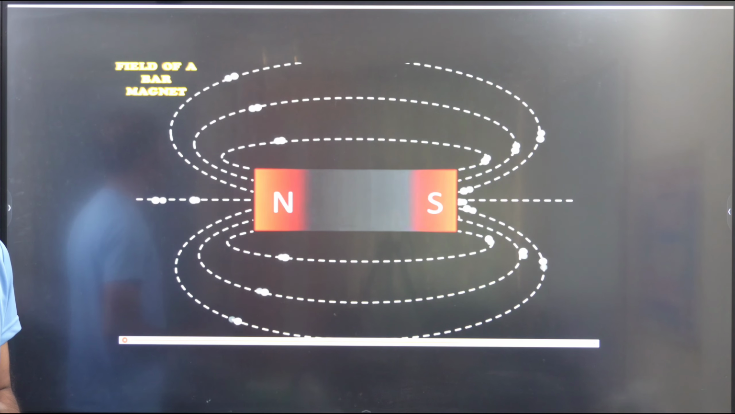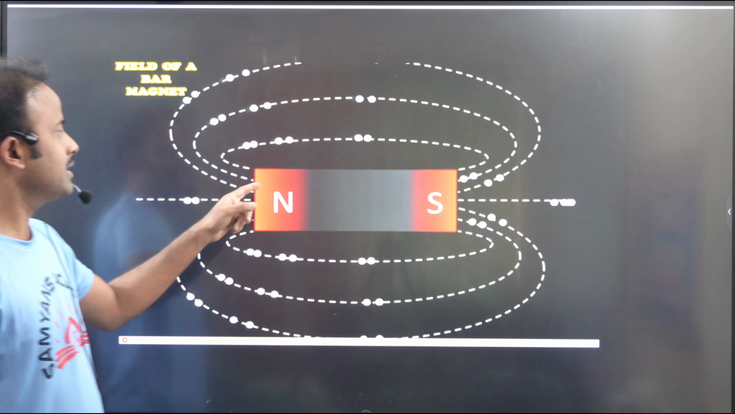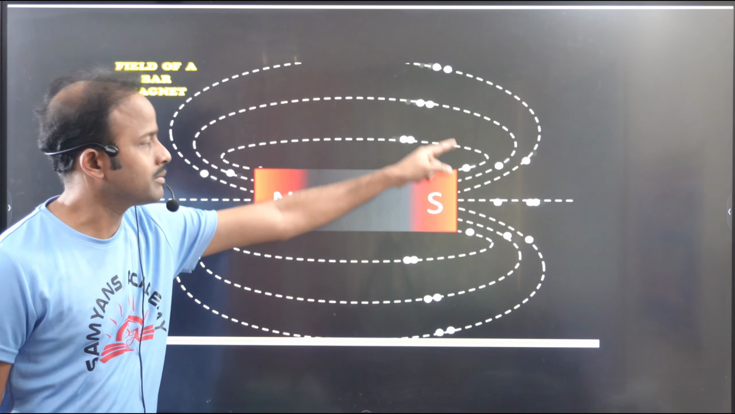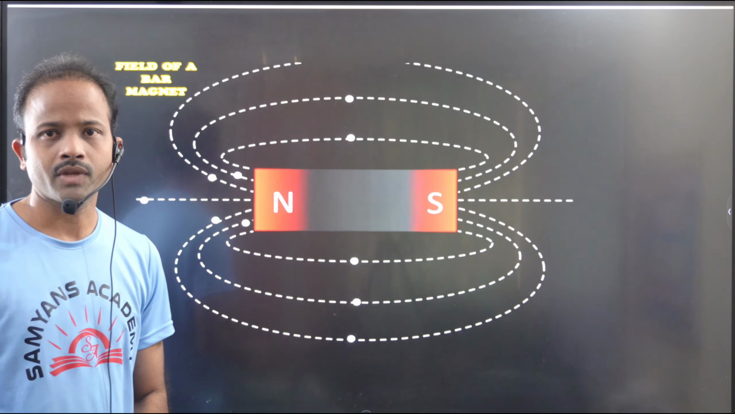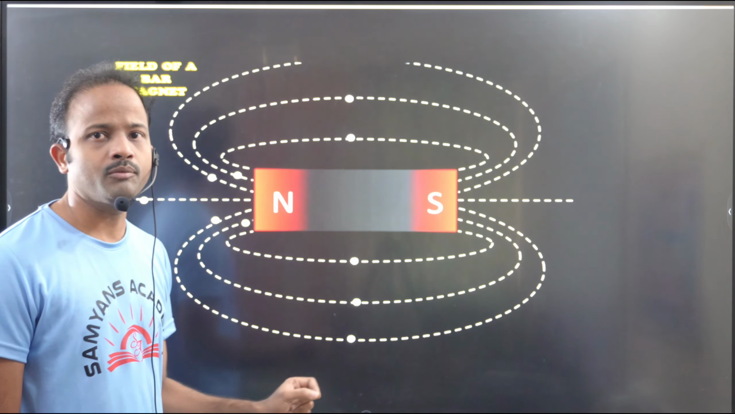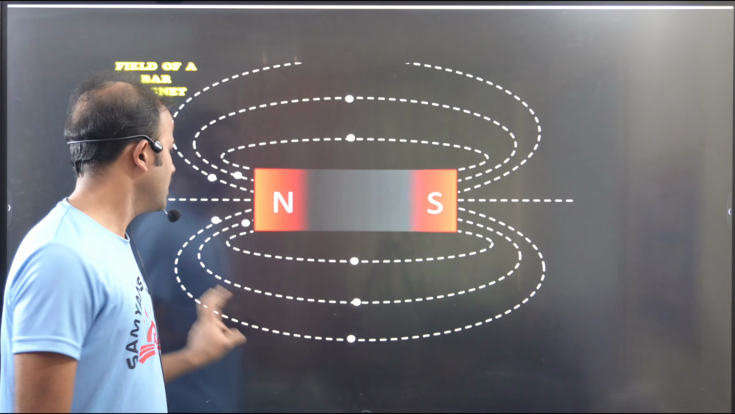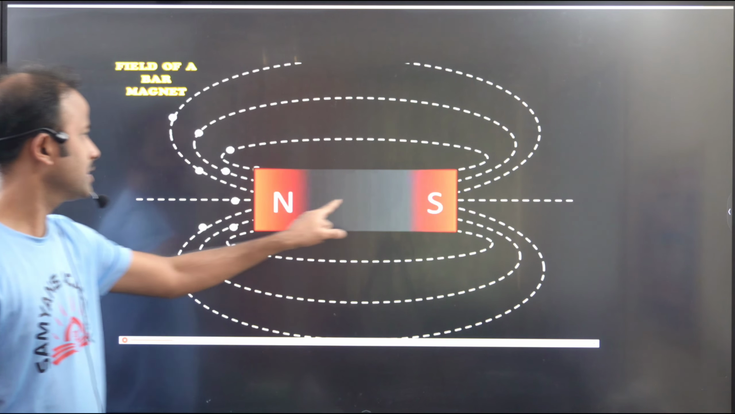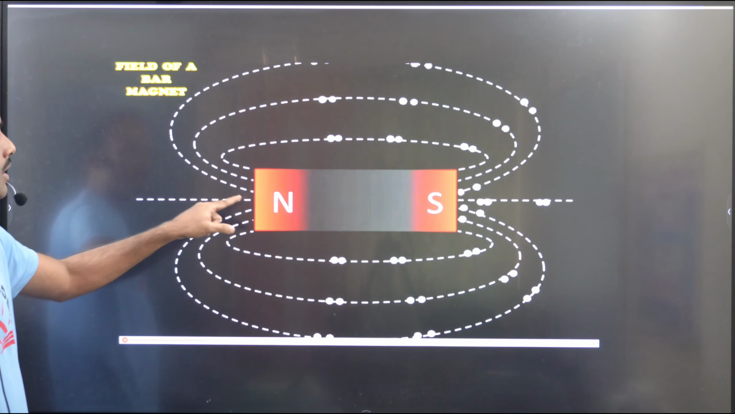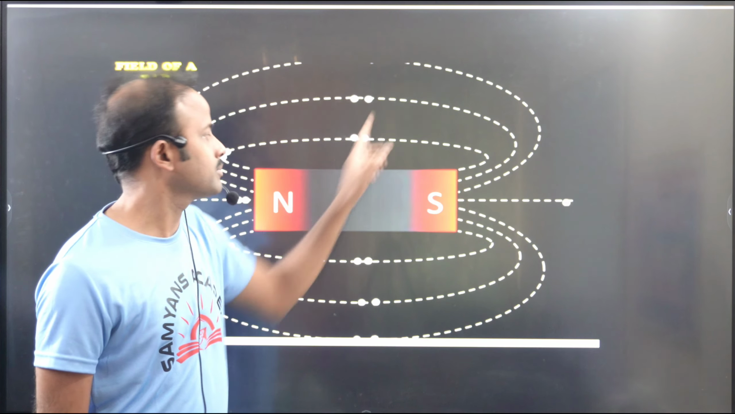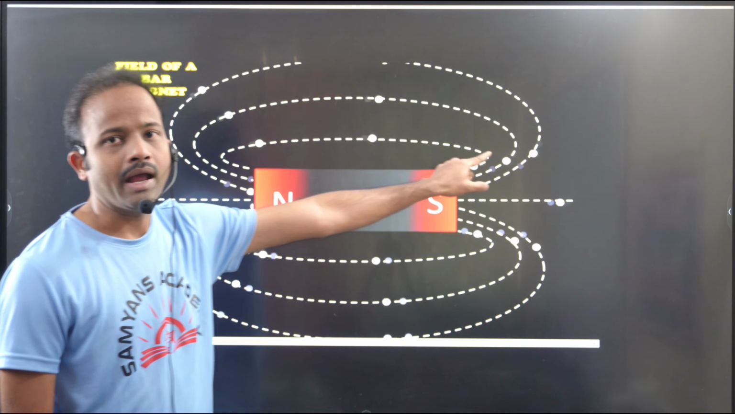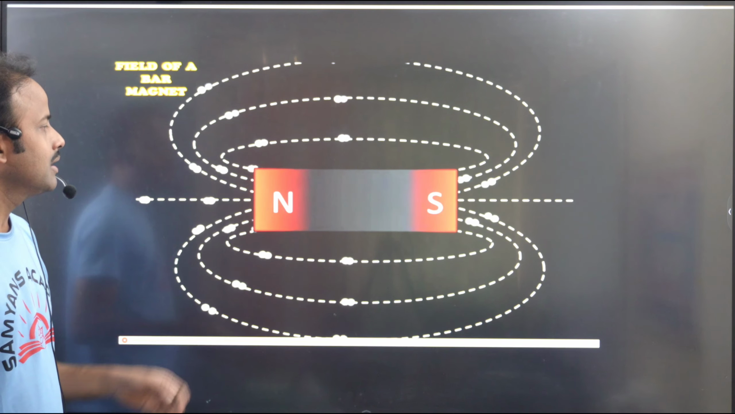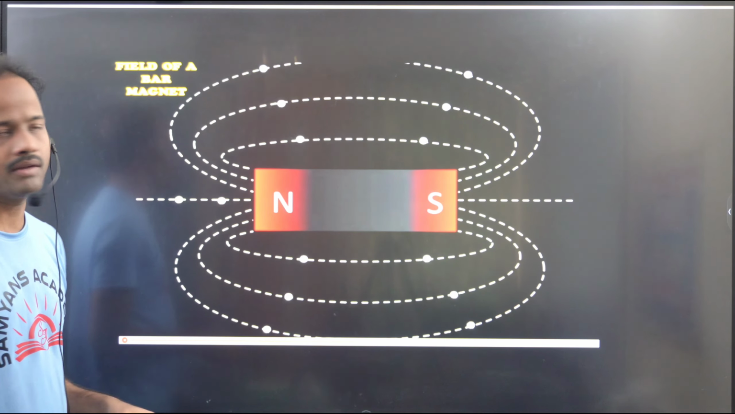Have you observed these magnetic field lines? These magnetic field lines originate from the north pole and terminate at the south pole, right? Inside the magnet, how will they move? Inside the magnet, they move from the south pole to the north pole, and outside the bar magnet they move from the north pole to the south pole. Hence they form a continuous closed curved loop. In this way we can see the magnetic field lines. These are the magnetic field lines.